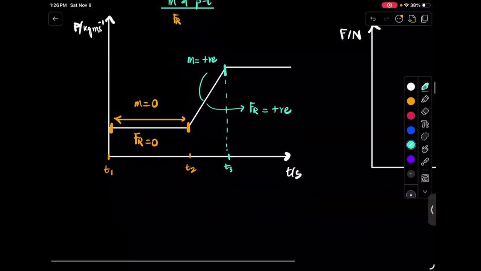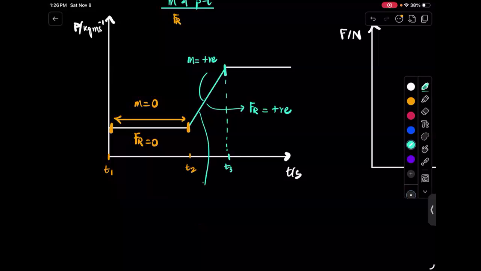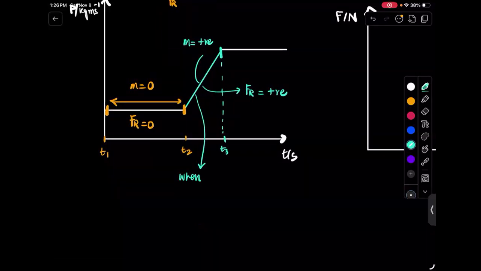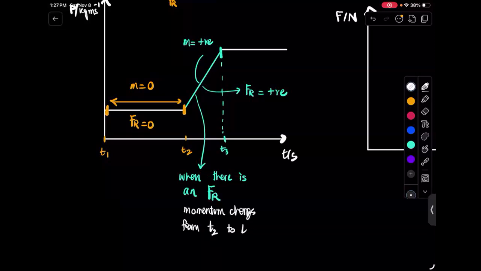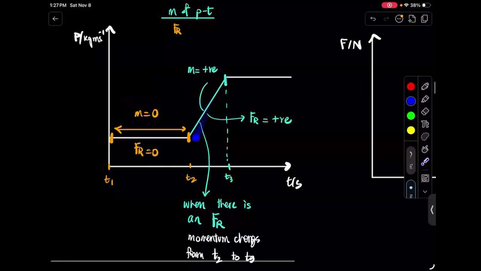So you could describe that as: when there is an Fr, momentum changes. Momentum changes from T2 to T3. If you take the slope of this, how quickly your momentum changes should tell you the resultant force. If there is a greater slope, that would imply that your momentum changed very quickly. If your momentum changed very quickly, that implies there must be a greater force on you, right? So for example, you can assume this diagram to be what?